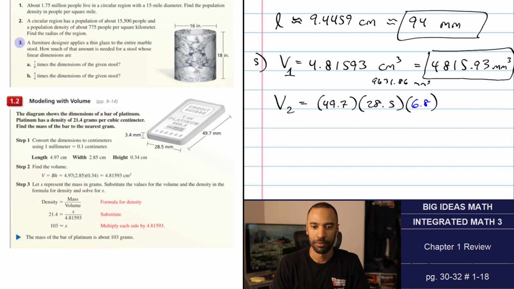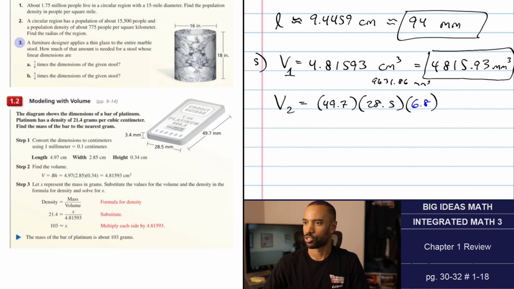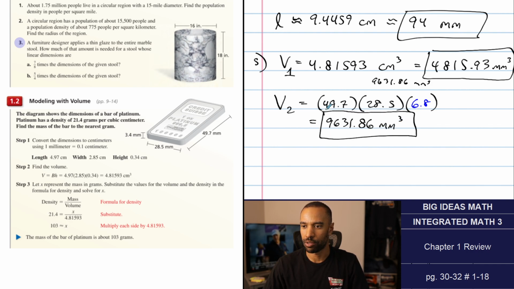So let's go to the calculator. We'll do 49.7 times 28. 9631.86. So that is the answer I wrote before that. So 9631.86 cubic millimeters. You might say, well, Mr. Robinson, why don't you square it?